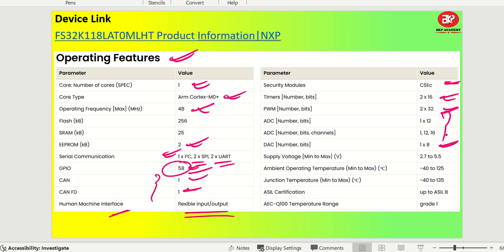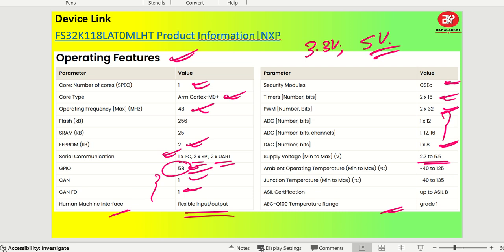The supply voltage is 2.7 volt to 5.5 volt. It means you can utilize this microcontroller for a design of 3.3 volt logic level as well as 5 volt logic level. So any of these two power supplies you can utilize for this microcontroller. And it is automotive qualified, so it can be utilized in automotive applications.